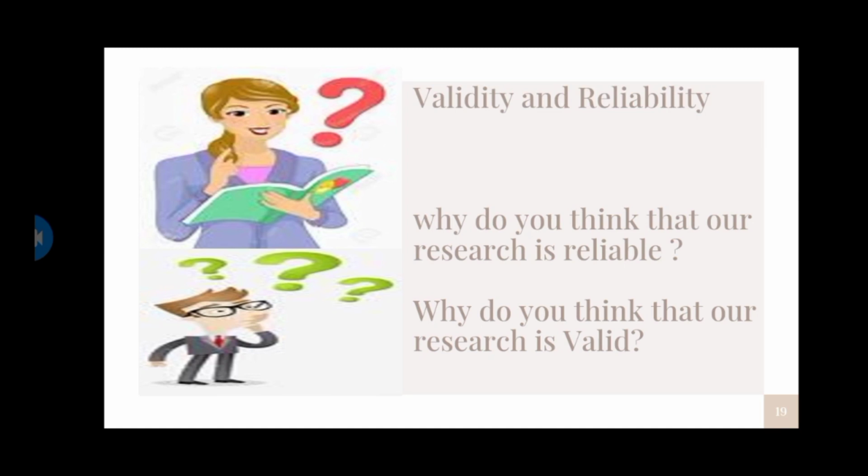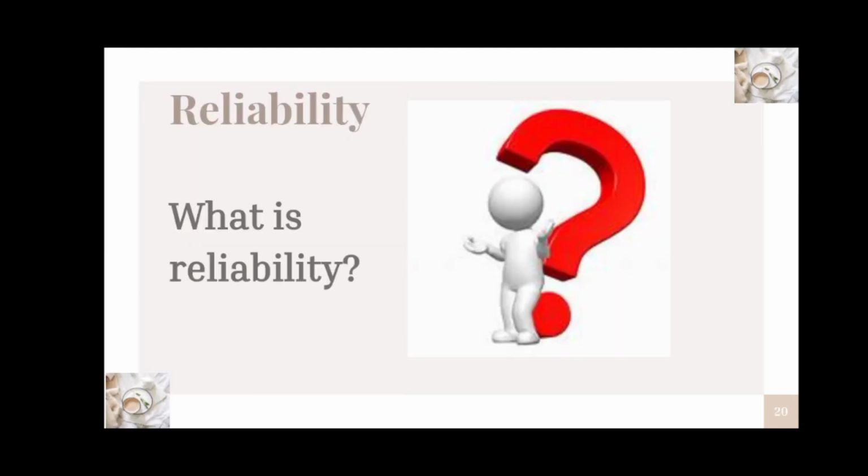When we are writing our research, we need to be aware of two terms. Our research needs to be reliable and valid. Why do you think that our research is reliable? And why do you think that our research is valid? What is reliability? Reliability refers to whether your data collection techniques and analytic procedures will produce consistent findings if they were repeated on another occasion or if they were replicated by another researcher.